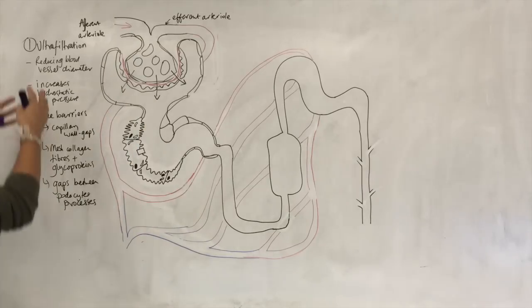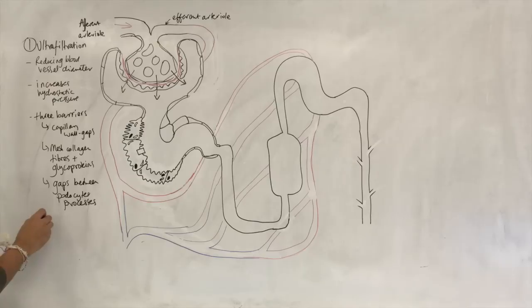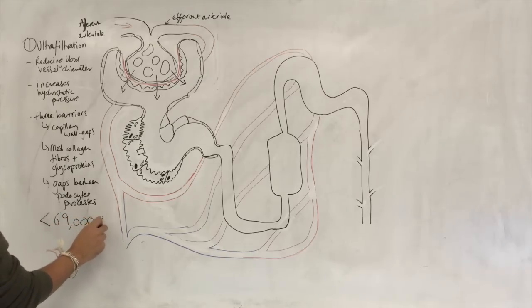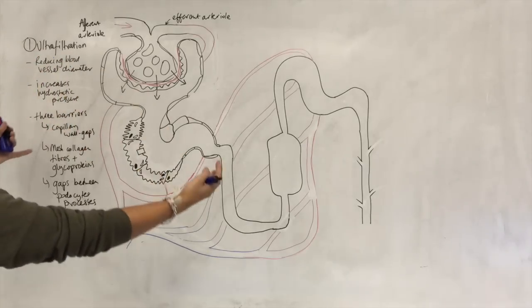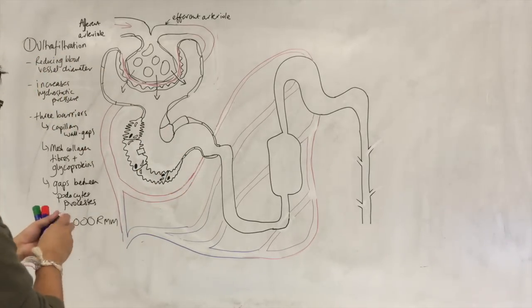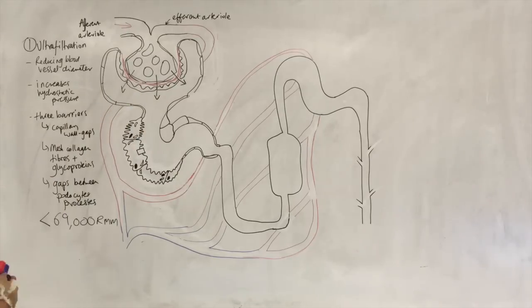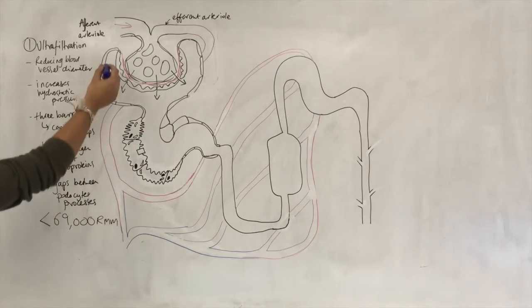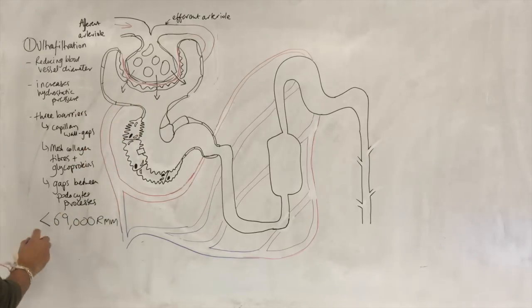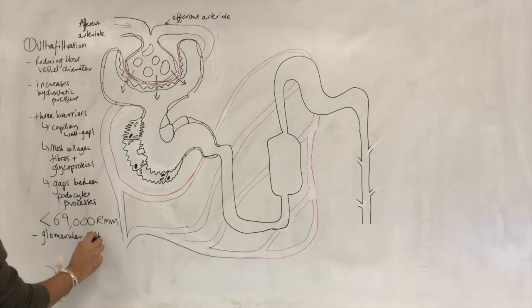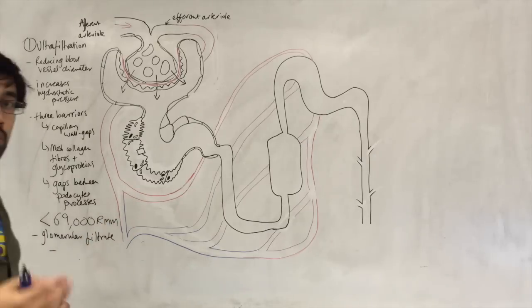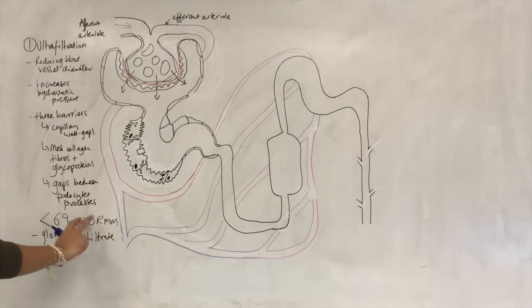things move through. Okay, so as a result of these three barriers, things which are less than 69,000 relative molecular mass units will be forced out of the blood and into the Bowman's capsule. Okay, so they'll end up here in what is called the glomerular filtrate. Right, so anything that ends up in here forms the glomerular filtrate. And the things that we will have are all the molecules that are smaller than this size.